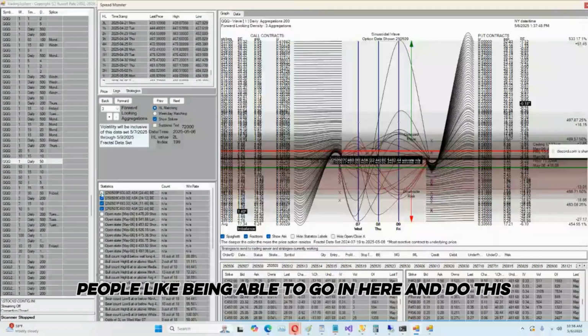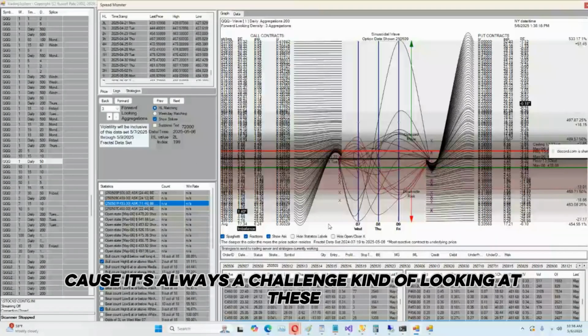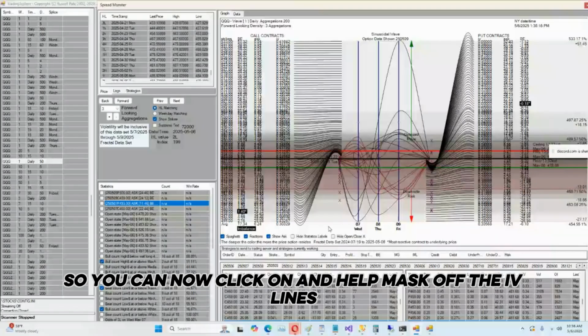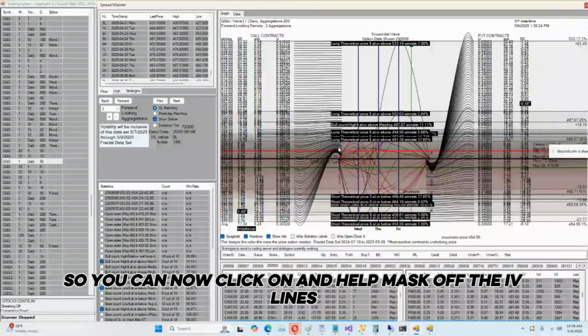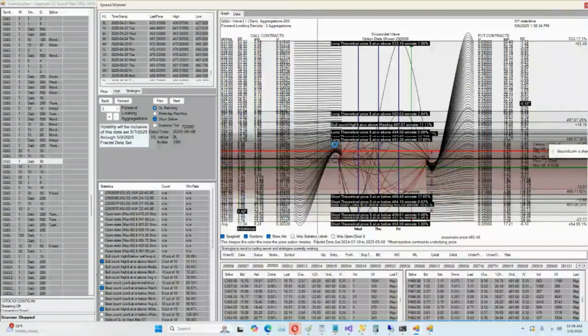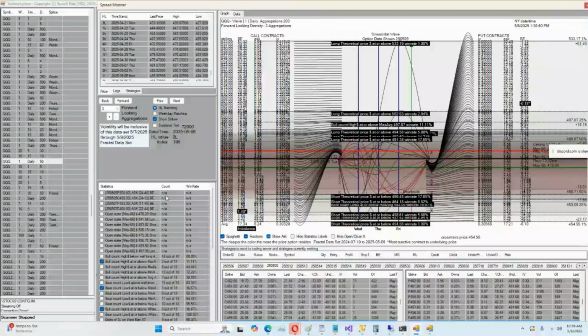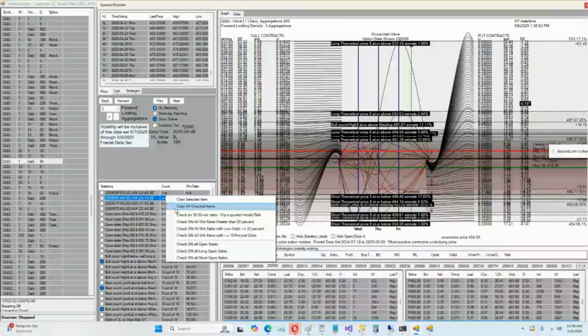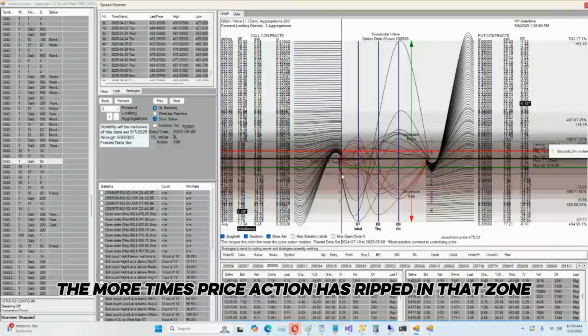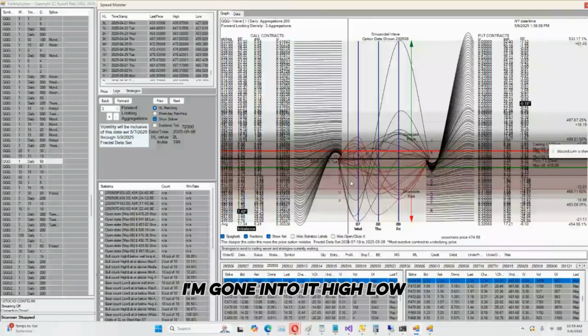People like being able to go in here and do this 20% odds. This will assist trying to find IV levels because it's always a challenge kind of looking at these. So you can now click on and help mask off the IV lines, applying percentage levels to them. And then we still have our coloration. So we still see the color areas back here, of course, that kind of guide where historical volatility's been. And the darker the coloring here, the more times price action has ripped in that zone. So it can have this zone here where the price action is gone into it high and low.